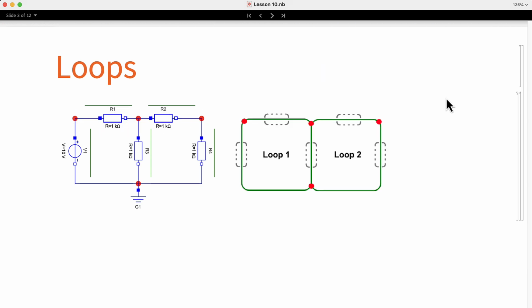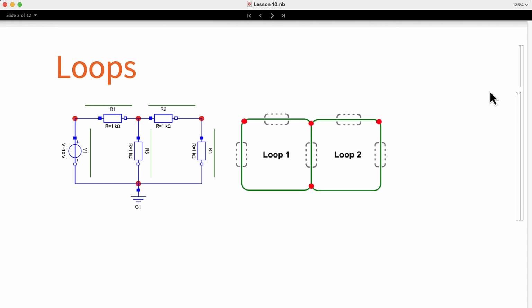The first step of the mesh analysis is to determine the loops. Loops are closed paths that we can follow. For example, if we start in this node, we can jump through this branch to this one, then to this one, and then we can go back to the initial node. We have another loop in this circuit. If we go from this one to this one, here, and we go back to the initial node.